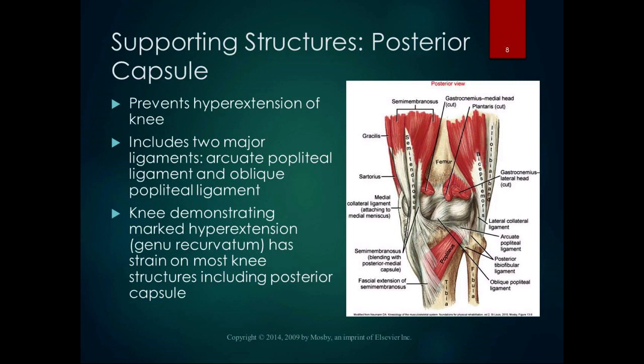The other structures, like the medial collateral ligament and the lateral collateral ligament and the ACL and the PCL, are in their stretched position when your knee is extended, and so they're stabilizing that standing position. So there's a lot of ligamentous and muscle support that goes into stabilizing our standing position.